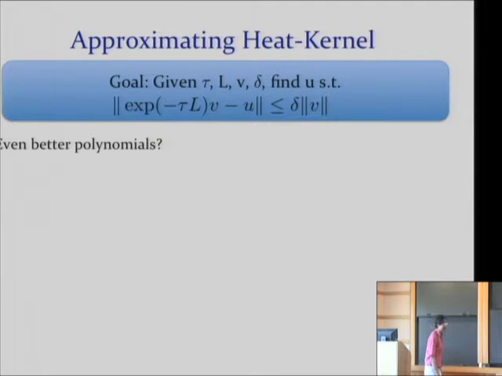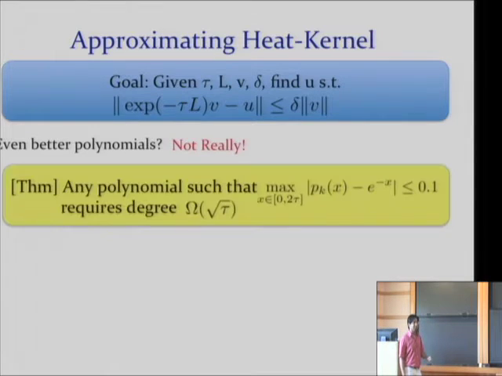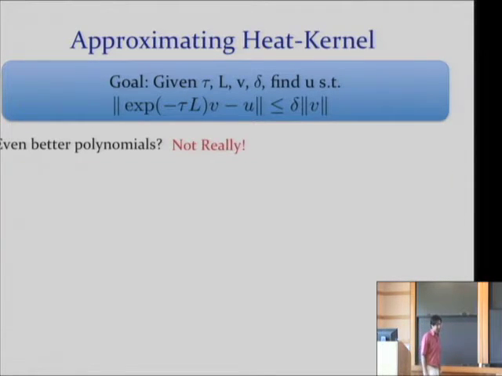Good. Can we ask for even better polynomials with no dependence on tau? Sounds really unlikely, and we actually show that it's not true. You can't hope for much better than this. What about rational functions? That'll be the next slide, but I'll say some caveats there too.